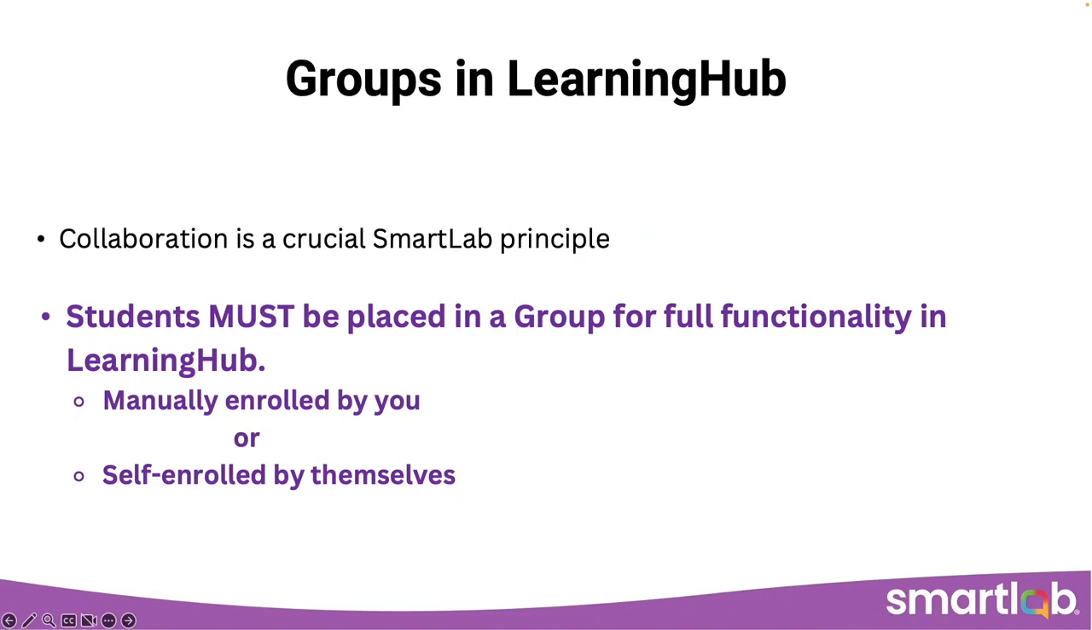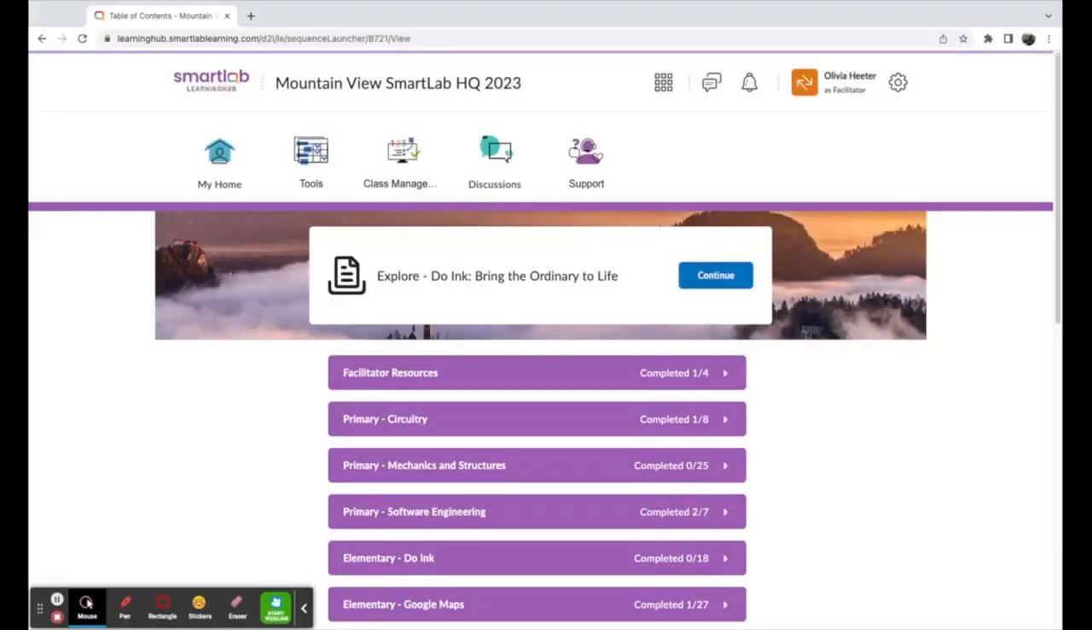Considering this, you'll want to ensure before a new project cycle that you set aside prep time for you to manually enroll students in groups or to set aside class time for students to self enroll in a group. You can place students from each section into specific groups based on the project starter they are completing together.